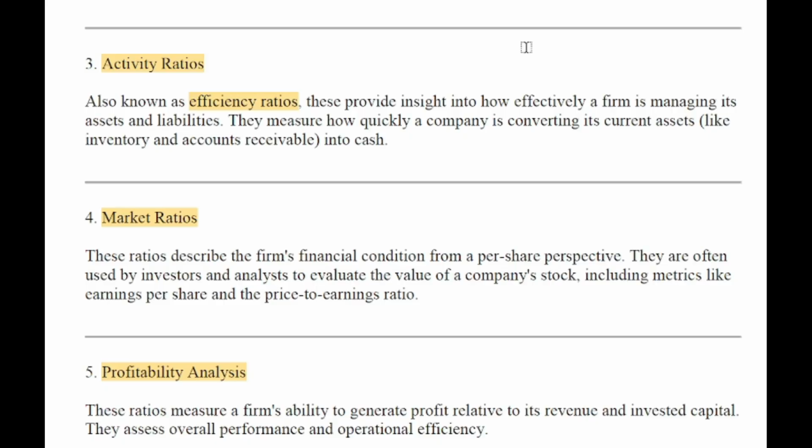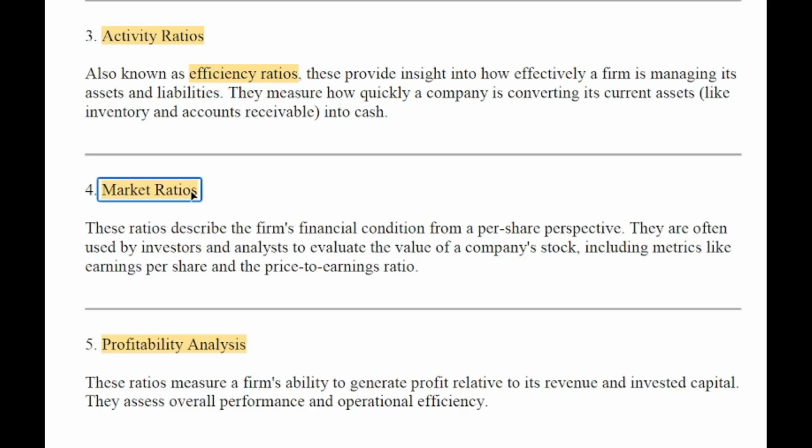Activity ratios mainly measure the operational efficiency of the company, which means how effectively the firm's liabilities and assets are used to improve its effectiveness and efficiency. They measure how quickly a company is converting its current assets like inventory and accounts receivable into cash, and also how it is managing its inventory, receivables, payables, and assets to generate more revenue and more profit. These are some of the metrics involved in activity ratios.